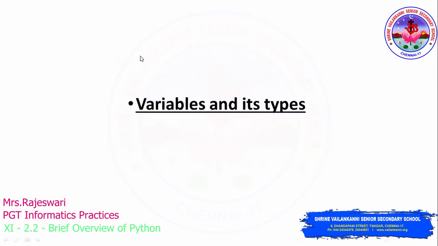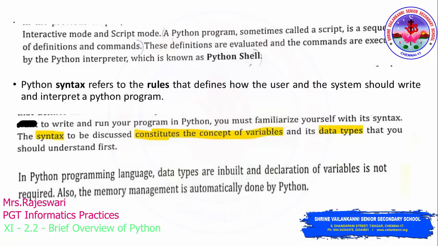And then variables and data types. Now we are going to discuss variables and their types. So what is meant by a variable? First of all, a variable is nothing but a character which you use to assign a value. For example, a equal to 5. If I give this, what is the meaning of it? 5 is the value which I have assigned to the variable a.